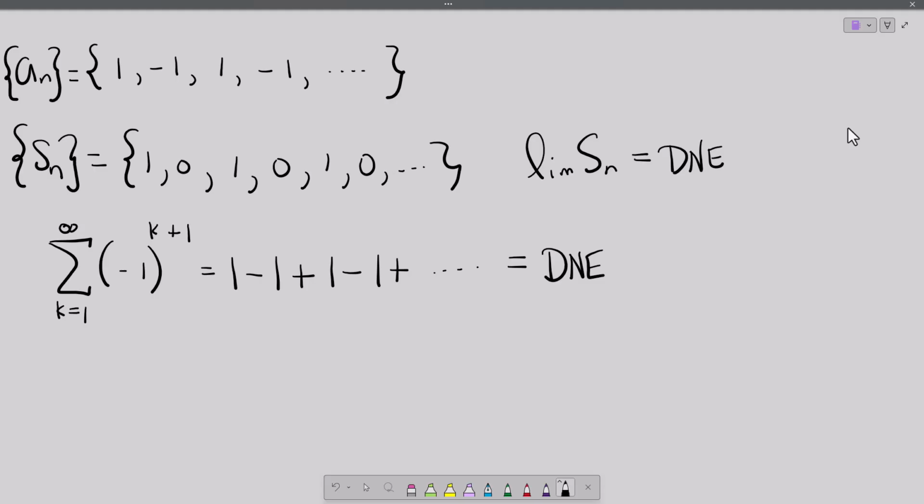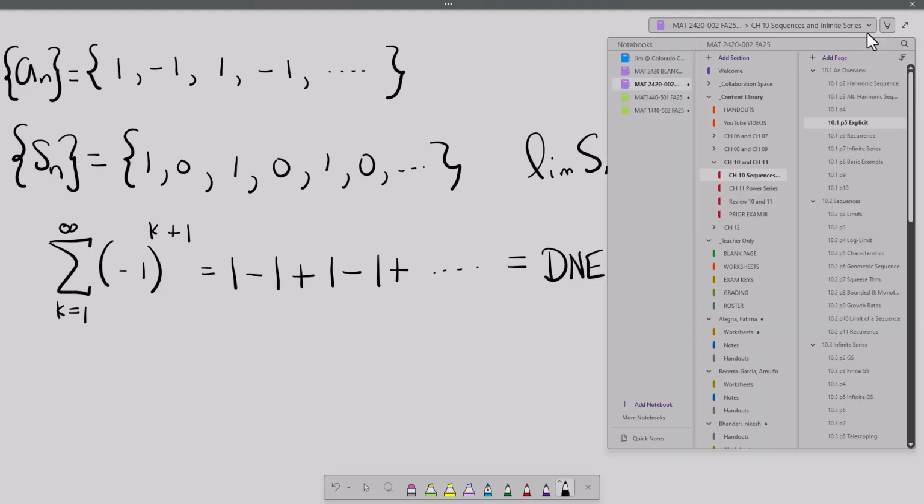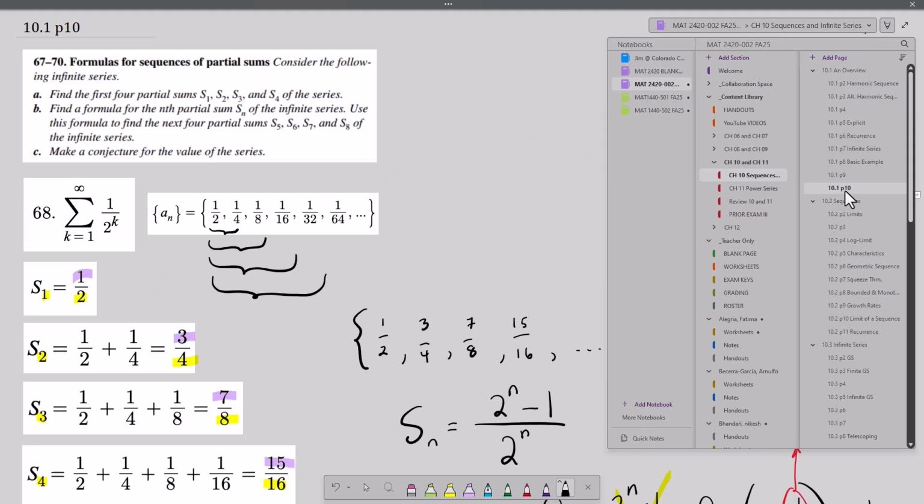Because the sequence of partial sums oscillates. The sequence of partial sums does not have a limit. So the only way a series can converge, same as with the improper integrals, is if the terms go to 0 very fast. So the terms have to go to 0 very fast, which is what we just witnessed in that one example right here.